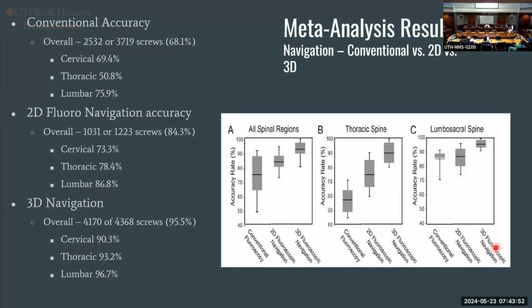And you can really see a difference in difficult pedicle screws. So the fluoro group in the thoracic spine, it's basically a coin toss whether or not you're going to breach the pedicle if you're using conventional fluoroscopy. Whereas with 3D nav, you're getting it almost up to the accuracy rate of the lumbar spine. And you can see with 3D nav, there's pretty low variation as well.